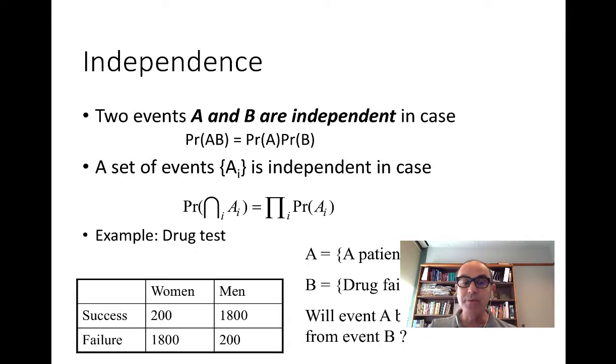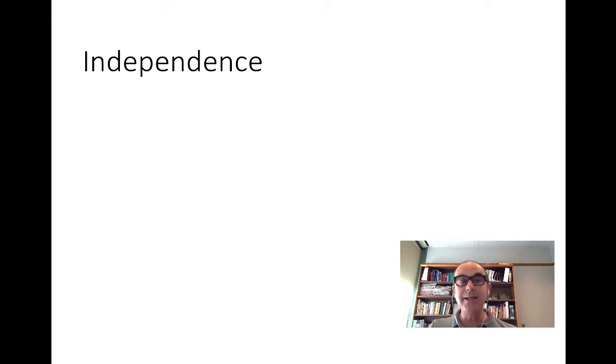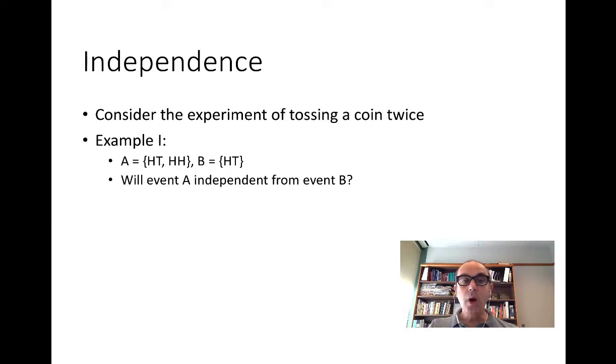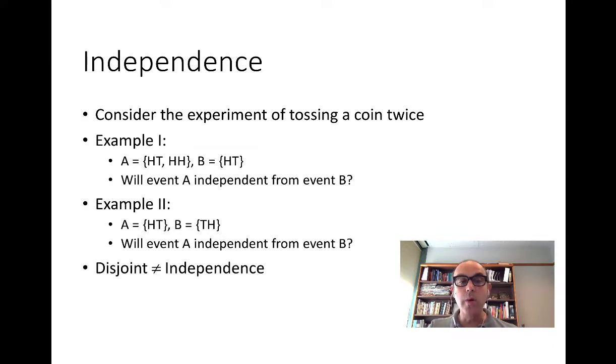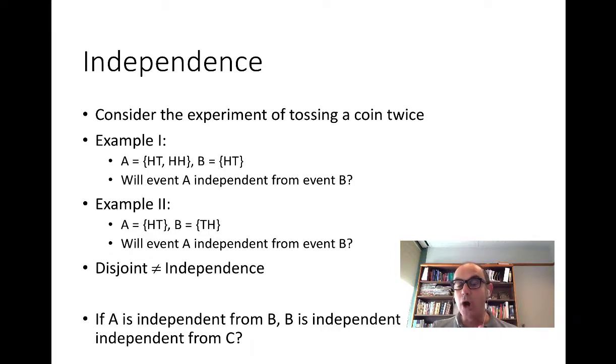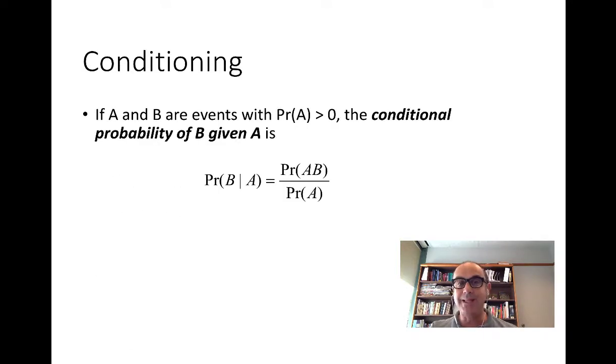So in this case, drug test, and then we have women, and B is the drug fails. Will event A be independent of event B? In this case, we are going to toss a coin, and we will see what is independent and what is dependent in that case. Those are the cases we need to consider when we are counting on the probability.